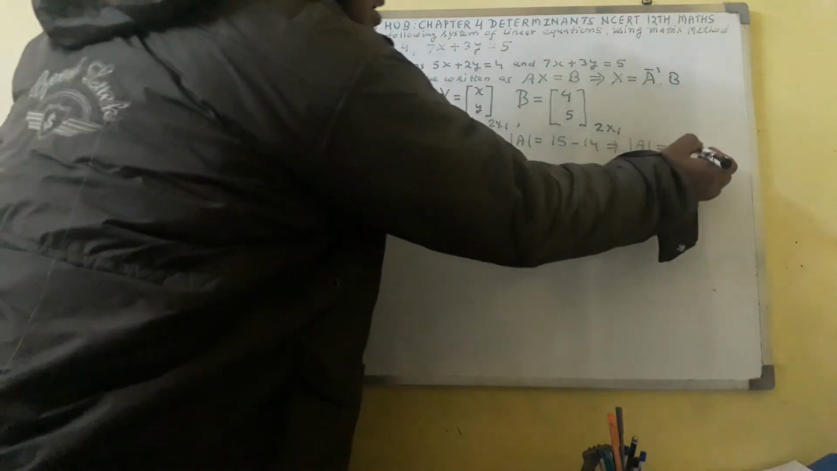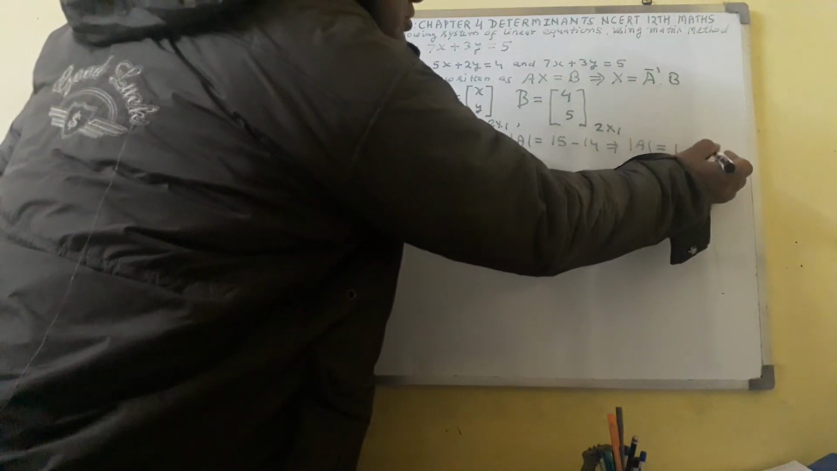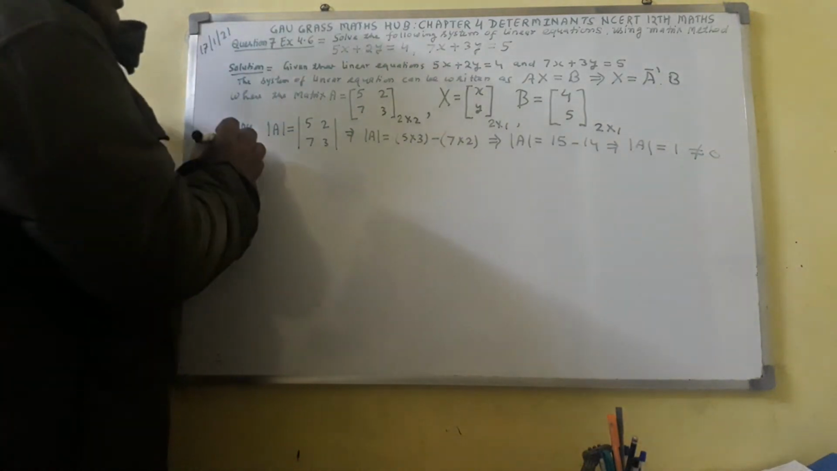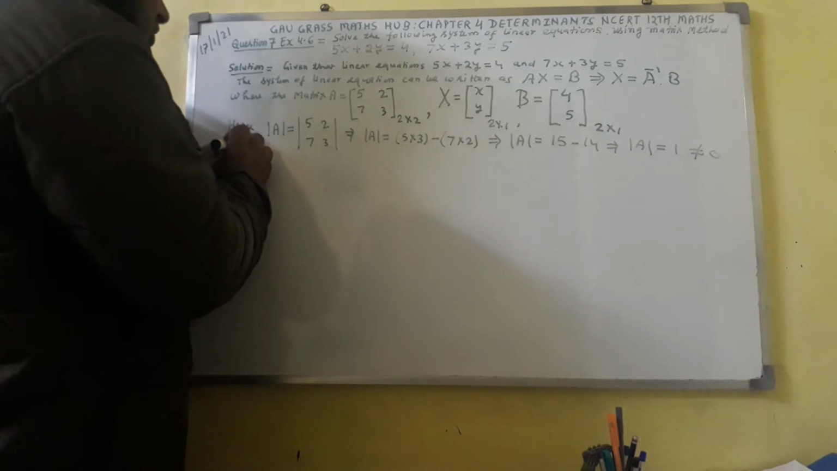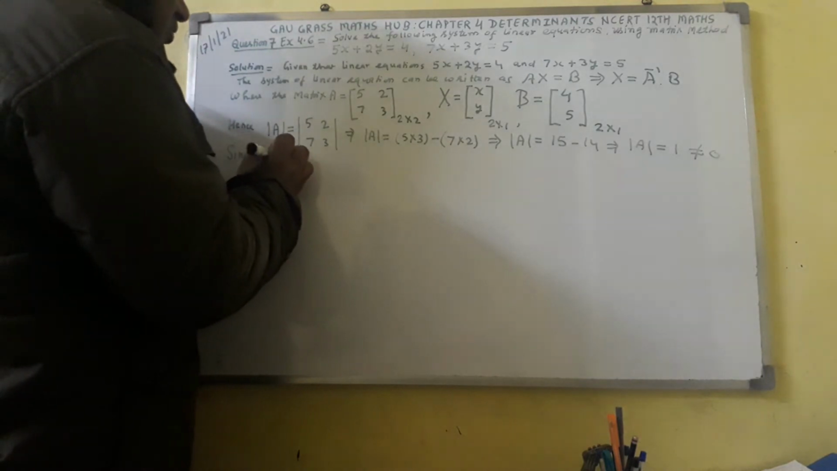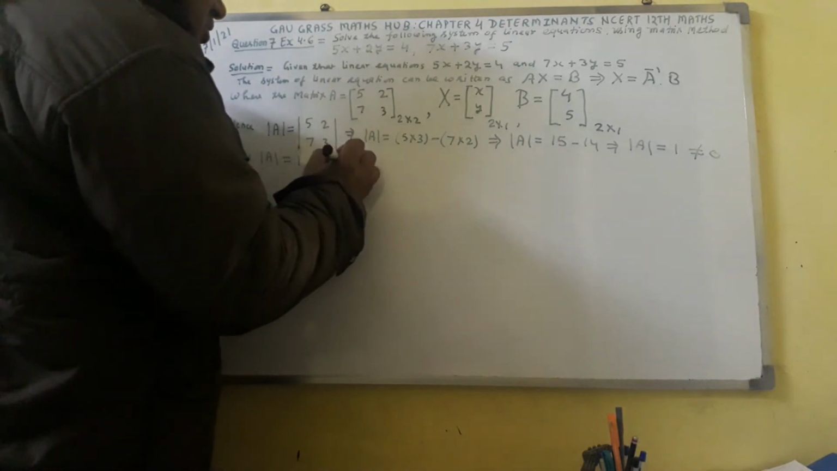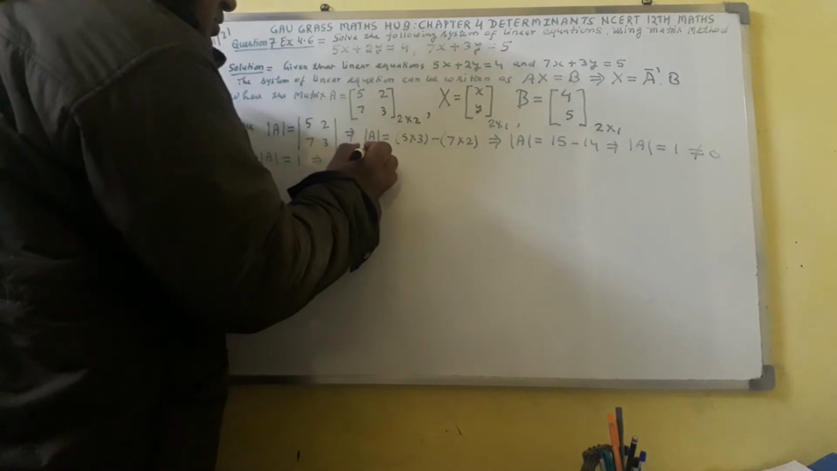So here you have got not equal to 0. So here I can write, since det A equal to 1, implies that det A not equal to 0.